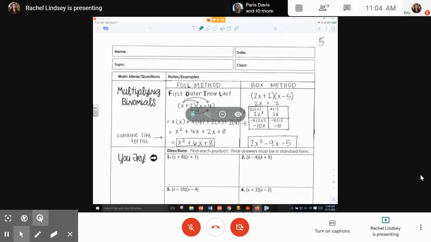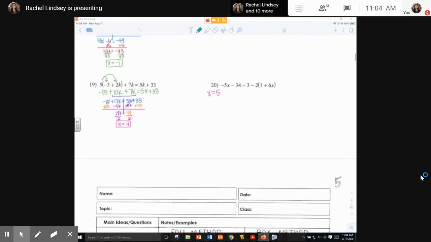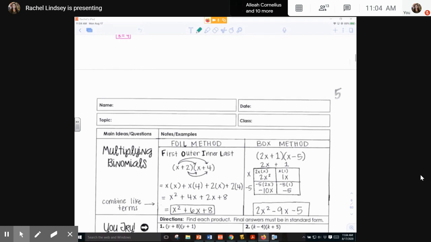On Thursday and Friday, we talked about solving equations using distributive property and inverse operations. So today we're going to look at multiplying binomials. And you should have already seen this a little bit before, but we're going to look at it again.